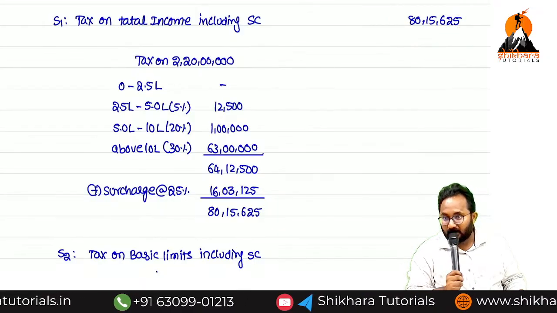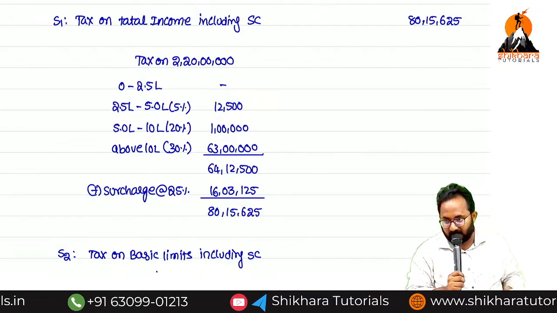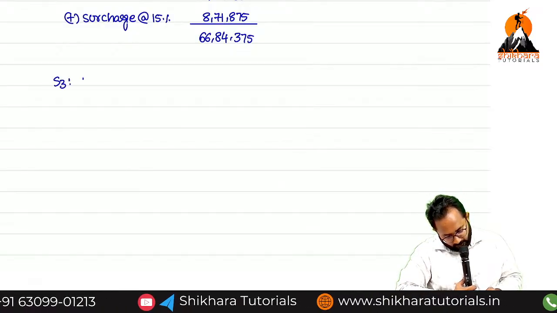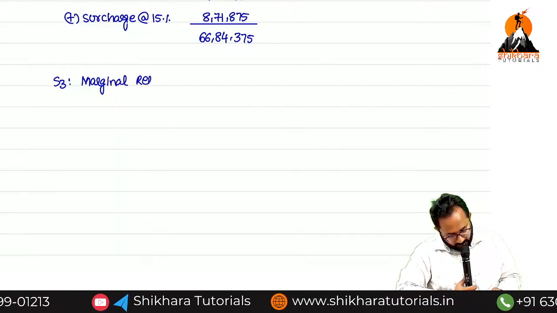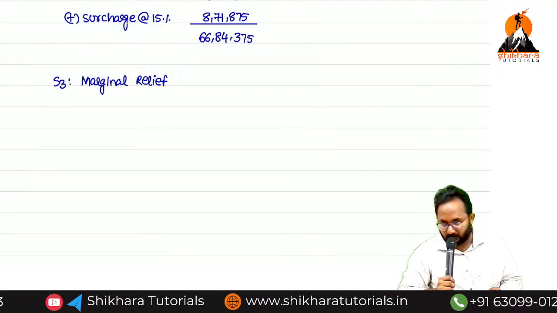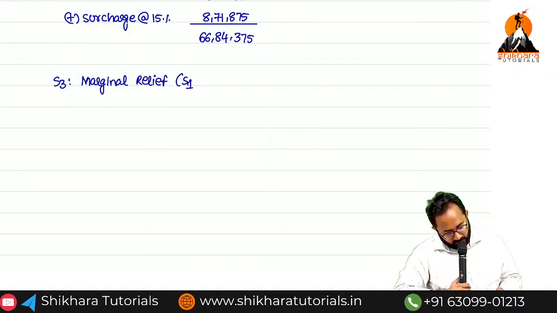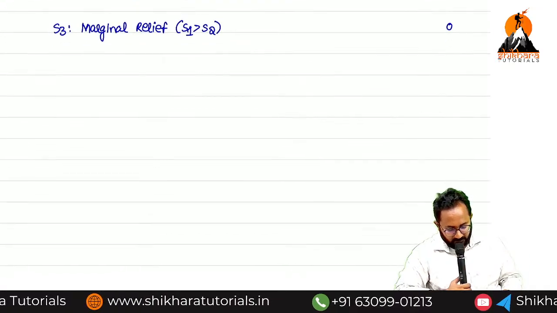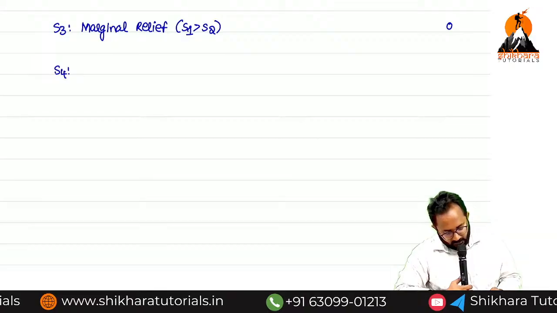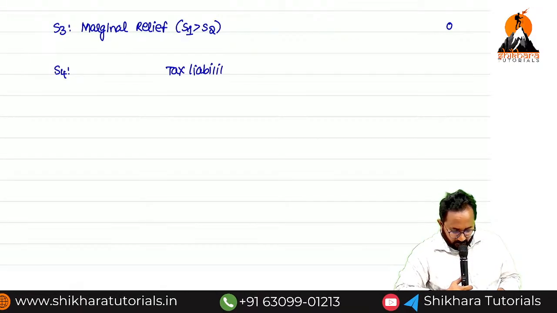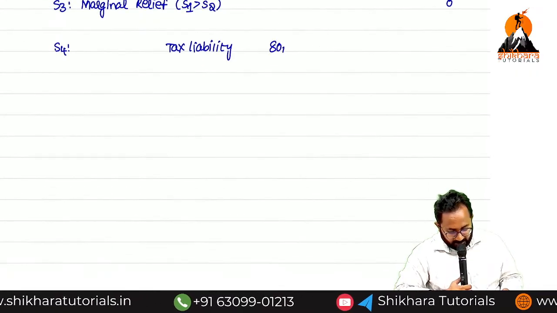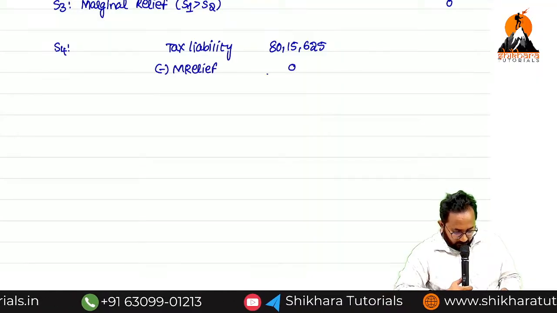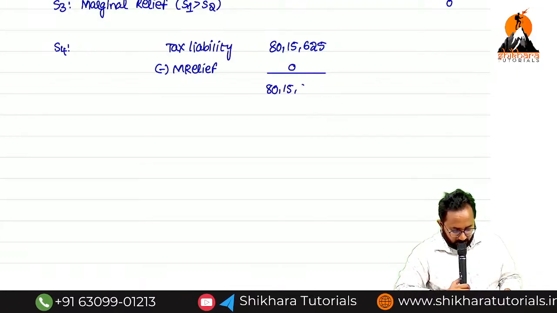86 lakh. No marginal relief. If step 1 is more than step 2, you will get marginal relief. Here, step 1 is less than step 2. What is step 3? Marginal relief. When can we get the marginal relief? Marginal means small amount or huge amount? Small amount of relief. Only if step 1 is more than step 2 will you get it. Here step 1 is less than step 2, so marginal relief is 0. Step 4, tax liability. Whatever amount is in step 1 is what they are expecting as tax liability, minus MR. MR means marginal relief, 0. So 80 lakh 15,625 you will get.